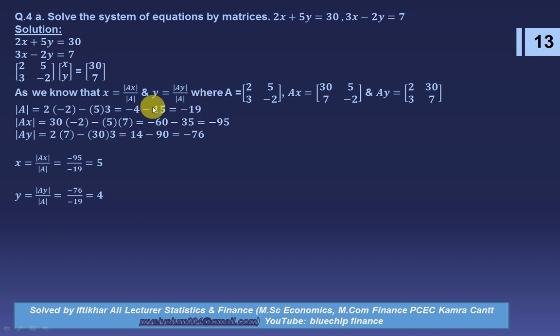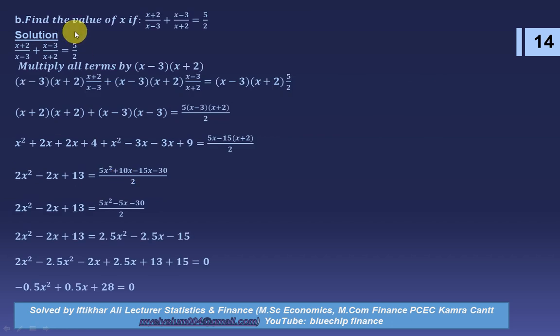After that, Ax determinant, we just take this column from here and put it here, as you are seeing here. It will be equal to Ax. And take the determinant. So 30 multiplied by minus 2 minus 5 multiplied by 7, result will be equal to minus 95. Now we take this column from here and put it here. 2 multiplied by 7 minus 30 multiplied by 3 equals minus 76. So just put the results into these two formulas and you can get the answer of x equals 5 and y will be equal to 4.